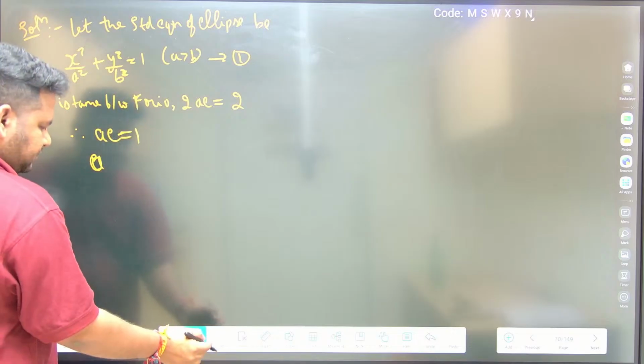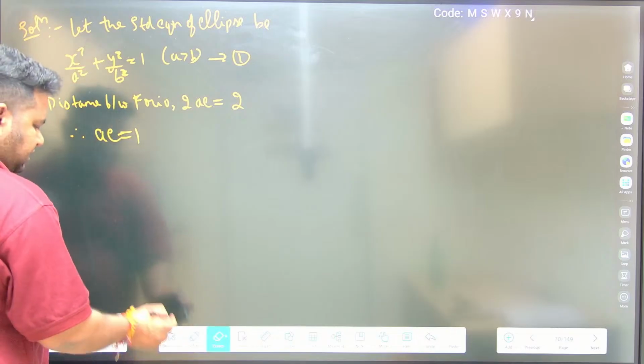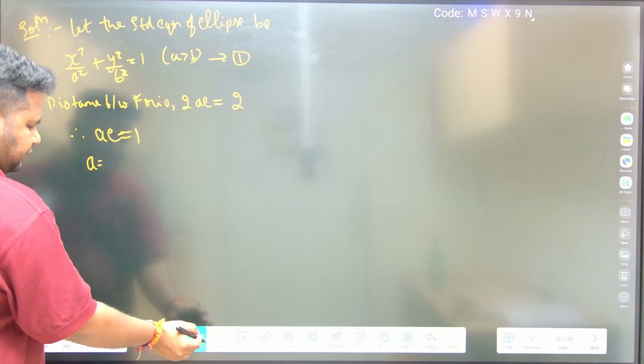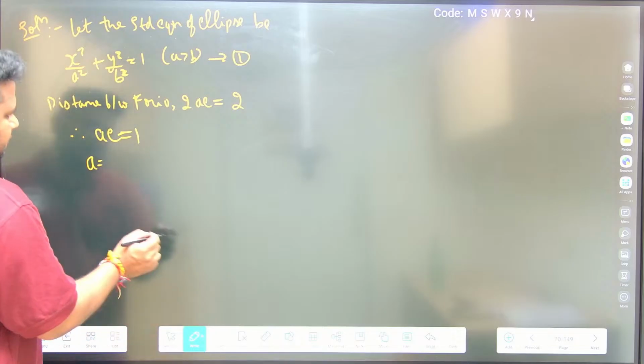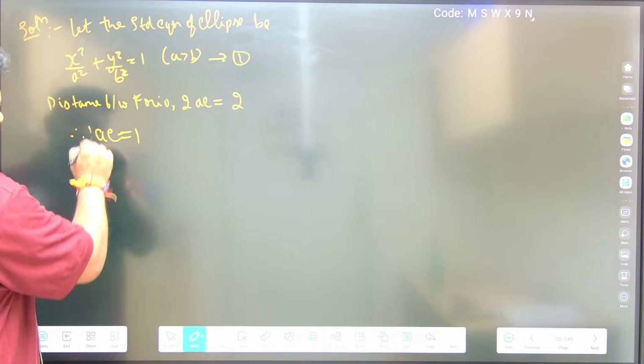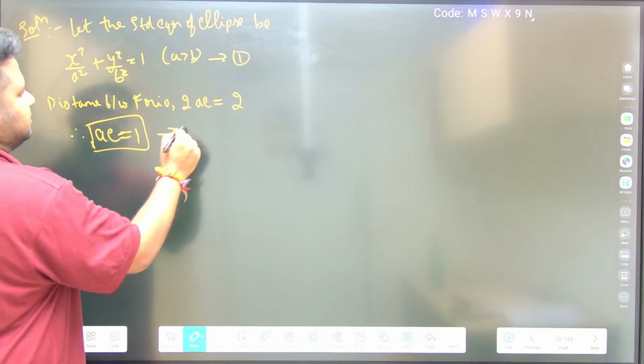Let us keep it as it is. Therefore AE is equal to 1. Let this be equation 2.